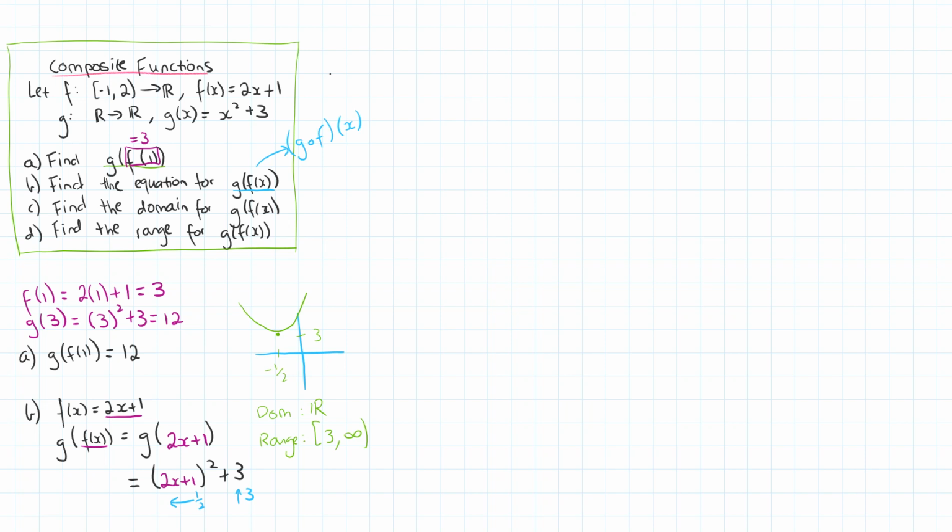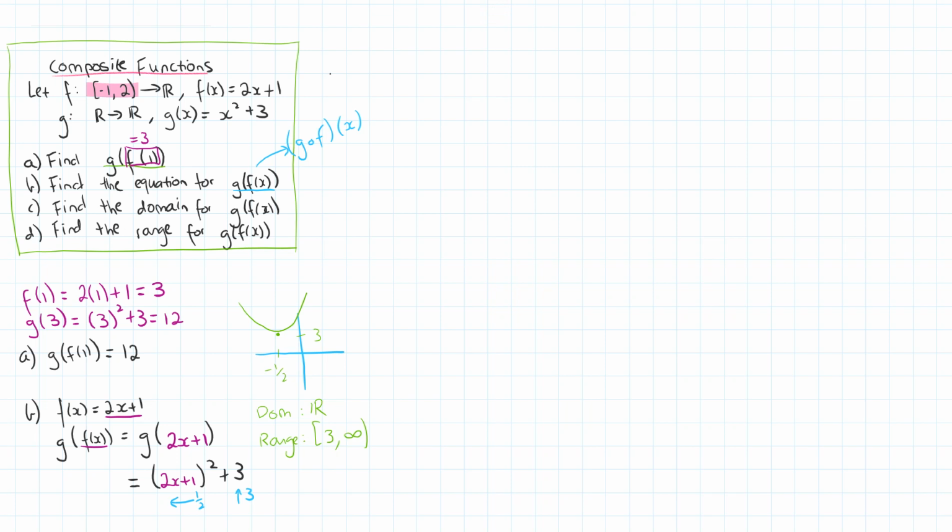And so you might be tempted to say that the domain and range for a composite function is all real numbers and 3 to infinity. But we have an issue. And the issue is this restricted domain can do some funny things. So let's look at what's going on using a function machine.